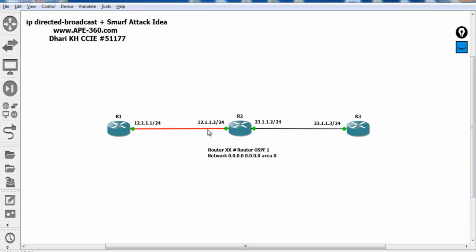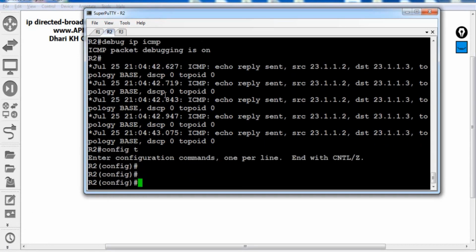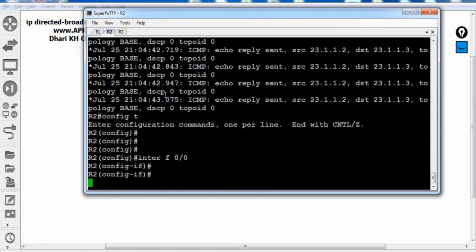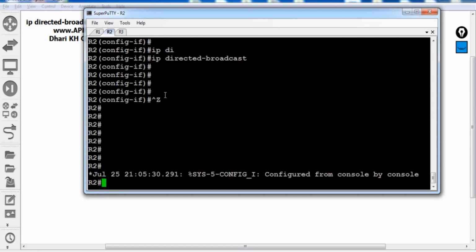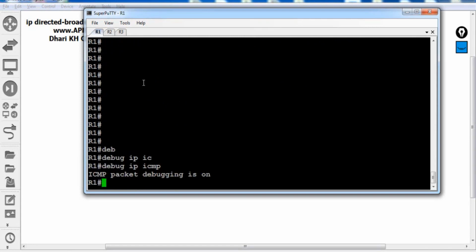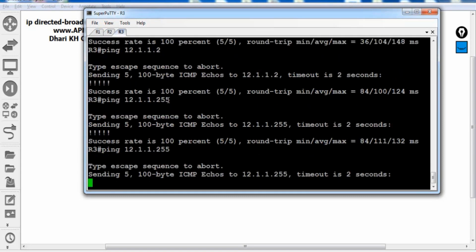So how do we forward the broadcast traffic and make it reach router 1? I go to router 2, and you can see the interface facing router 1 is F0/0. So in router 2: config t, interface F0/0, ip directed-broadcast, enter. Let me check and try again. This is router 1 and this is router 2. Let me apply the broadcast command again.